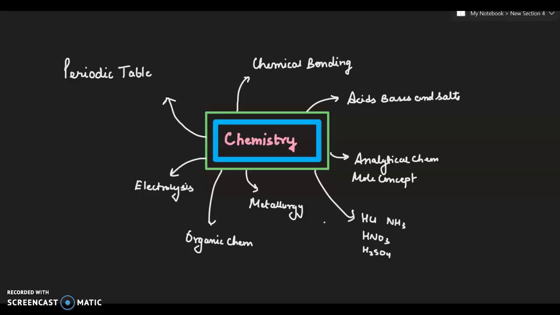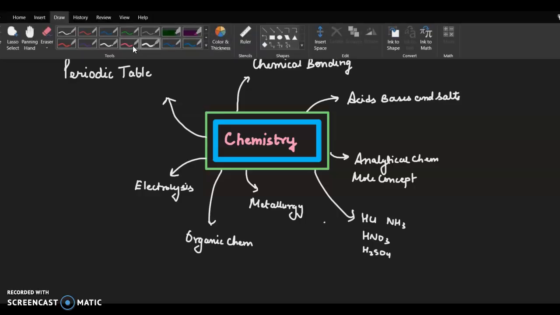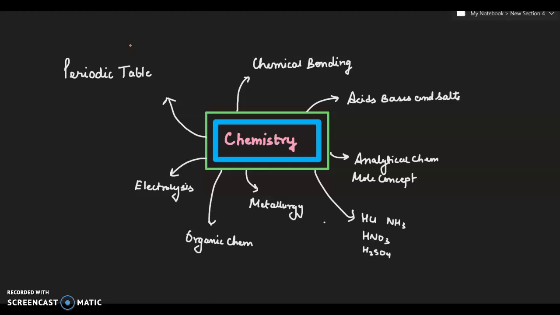Moving back to the important topics. Now for the periodic table, you must learn the atomic number of all those elements till 20. Mass number will be provided to you. You should also know the difference between alkali metals, halogens, and then noble gases.